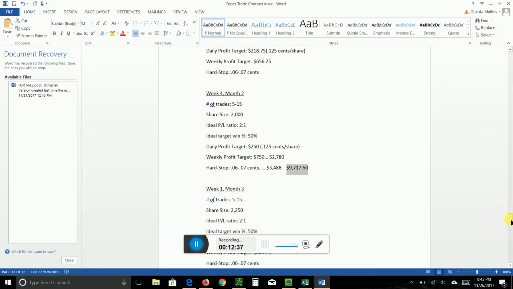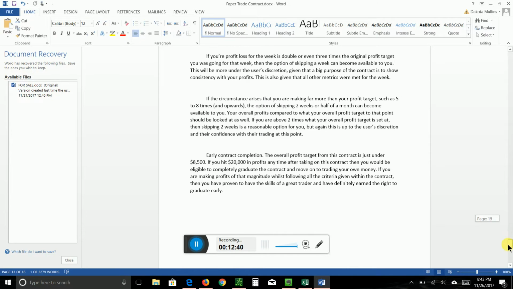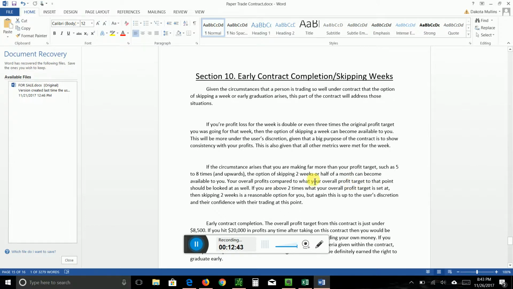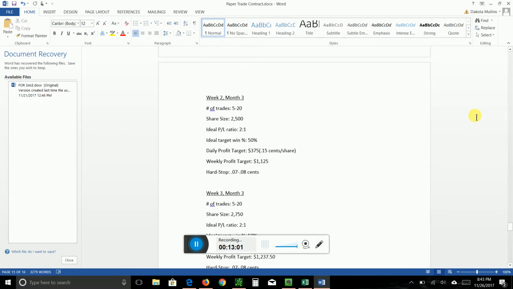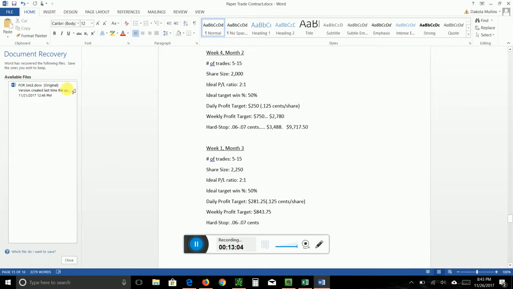So, looking at this section here, really, I could go on and I could skip another 2 weeks, just from what I have up here. But that would make 5 total skipped weeks. And, no, I'm not.